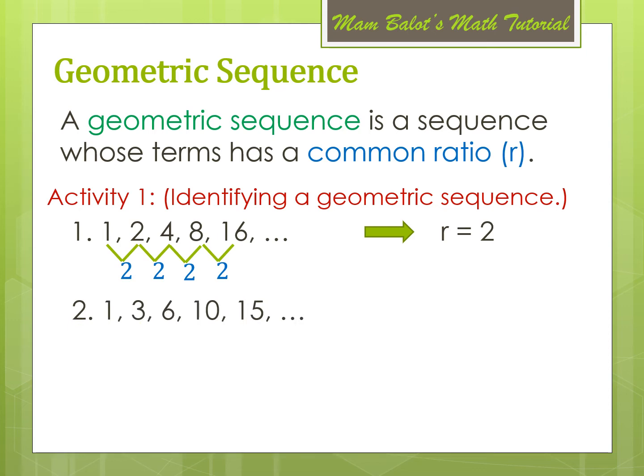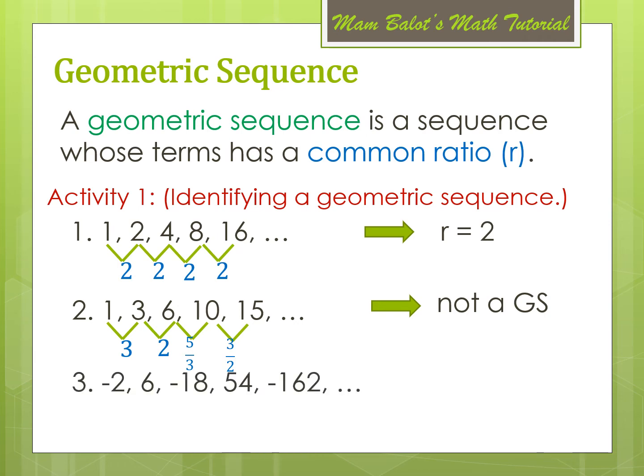Example number 2. We have 1, 3, 6, 10, and 15. So dividing the terms, we have 3 divided by 1 is 3, 6 divided by 3 is 2, 10 divided by 6 is 5/3, and 15 divided by 10 is 3/2. So observe that they don't have the same ratios. So this is not a geometric sequence.